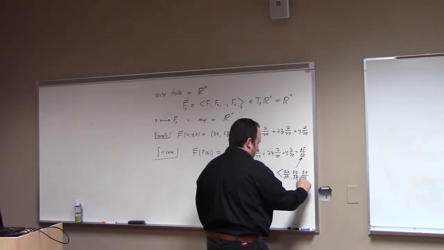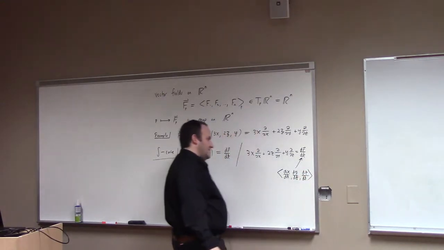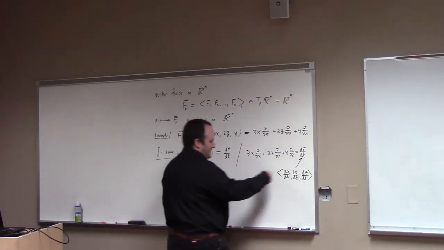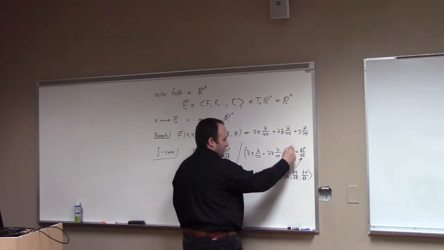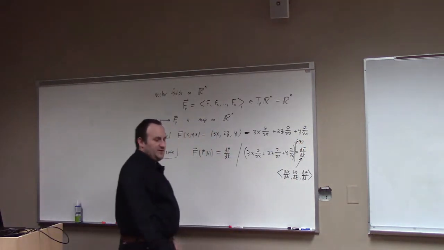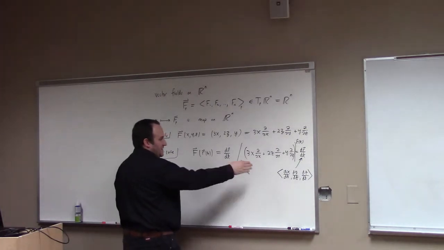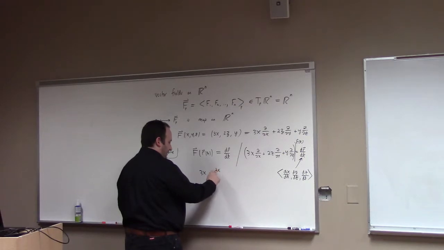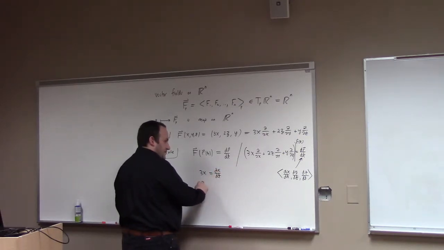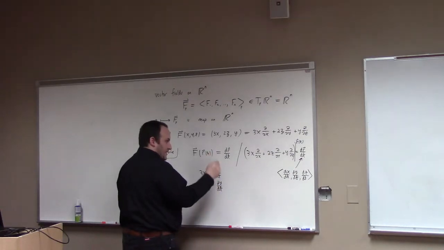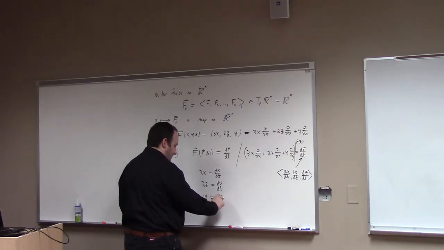And of course, at time t, the truth of the matter is this whole thing should be evaluated at r of t. So when you sort through this, what it means for these two things to be equal is we have to solve 3x equals dx dt, and we've got to solve 2z equals dy dt, and we've got to solve y equals dz dt.